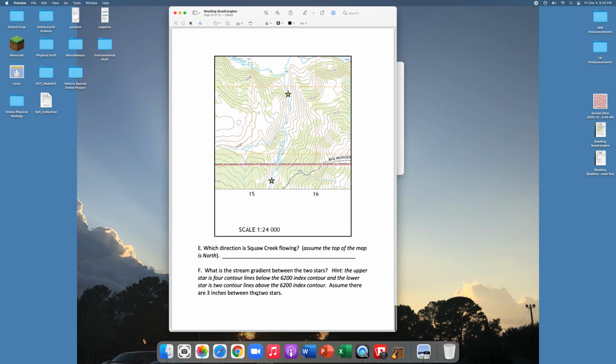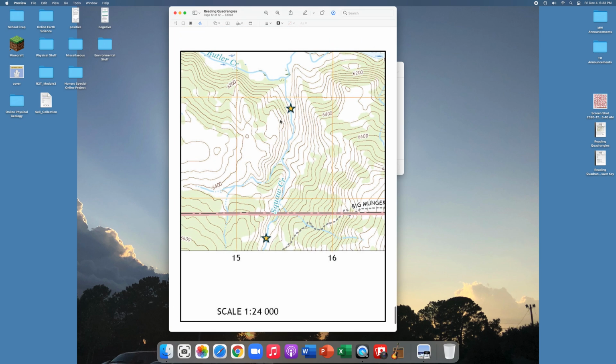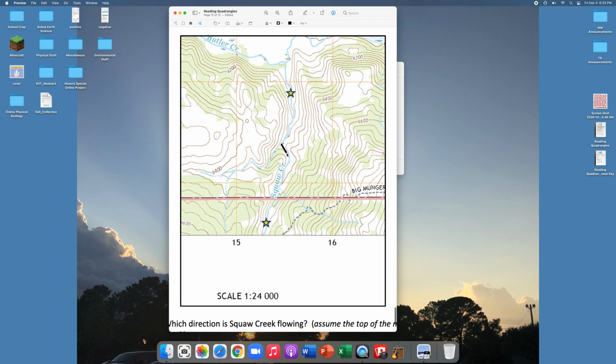This is the final question I'm going to do because this last stream gradient problem is a little bit tricky and I think I wrote it wrong. So finally, question letter E, which direction is the Squall Creek flowing? Well, we're assuming the top of the map is north. You see that the contour V's are pointed south. That's uphill. That means that the river is flowing north.